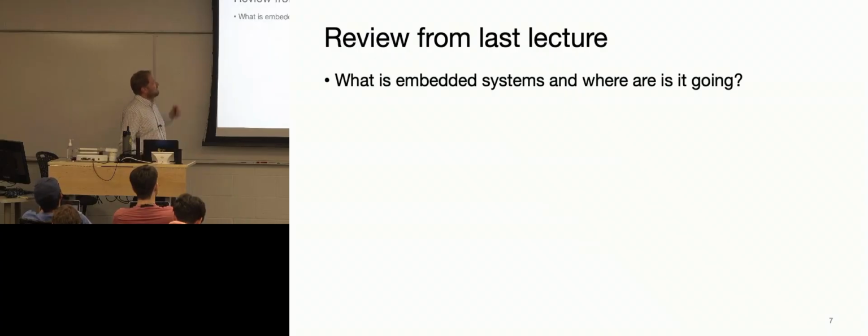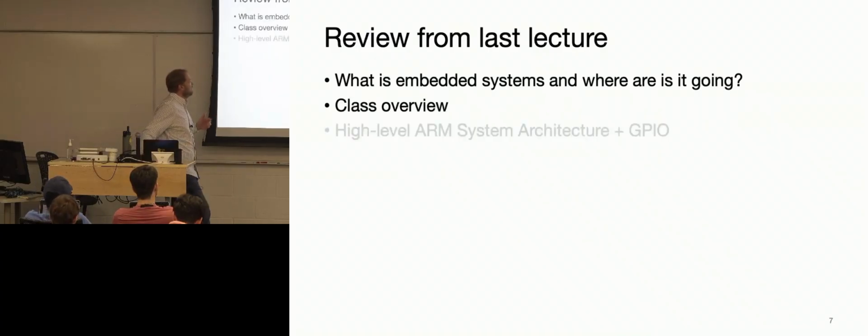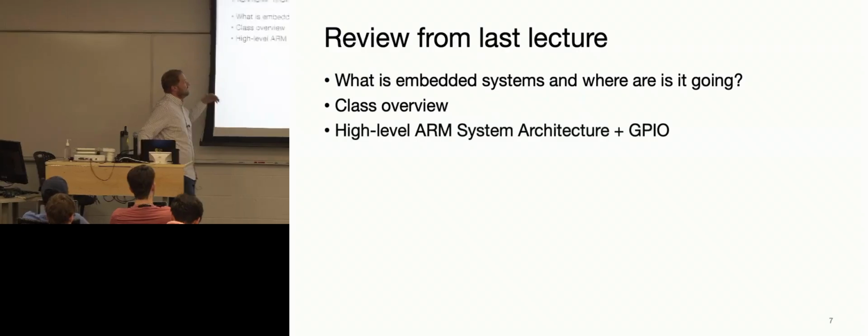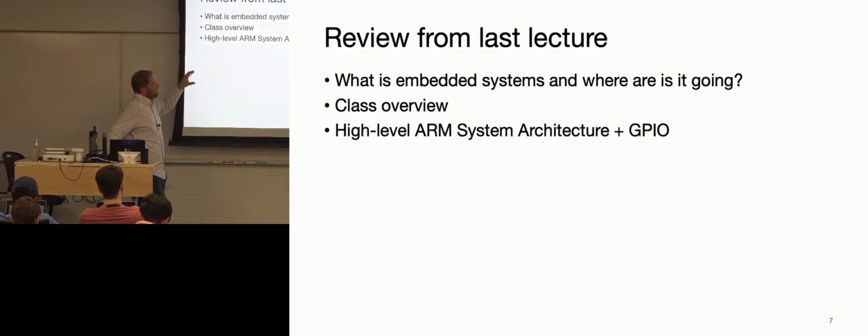So review from last time, an easy intro class lecture. We talked about what an embedded system is and where it is going, an overview of the class, and then we talked about the high level of system architecture and how it touches GPIOs, and that was to help you get ready for lab.